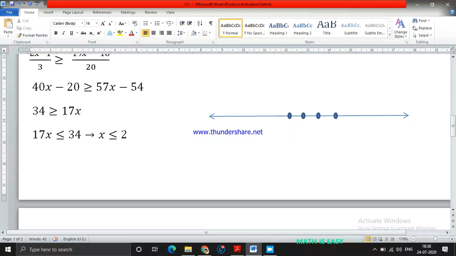If you want, you can write here: this will come as minus 2, this will come as minus 1, this will come as 0, this will come as 1 on the number line, and it will go on.